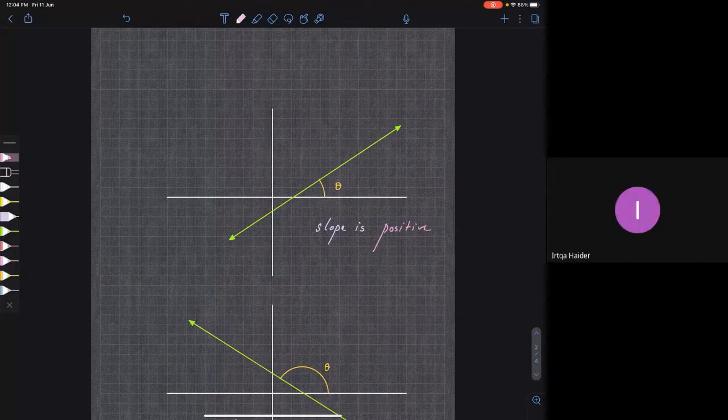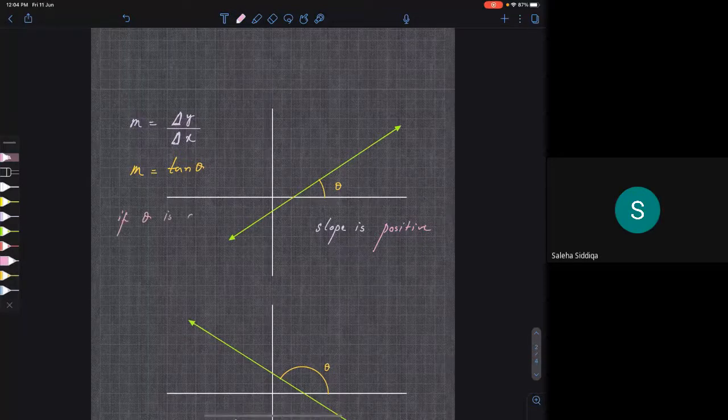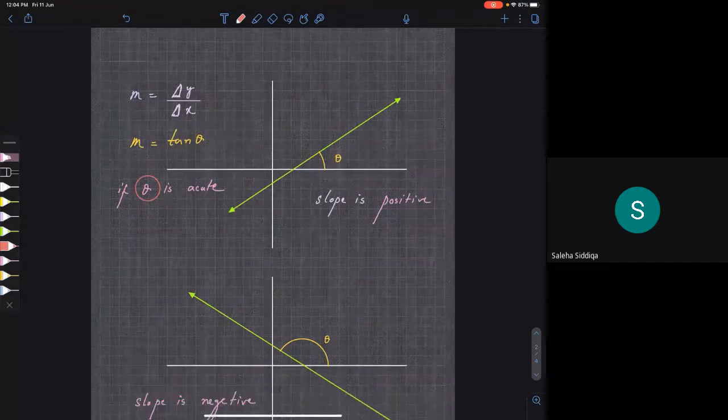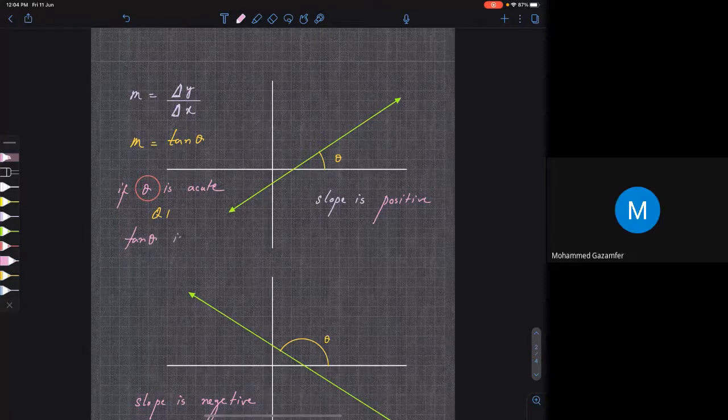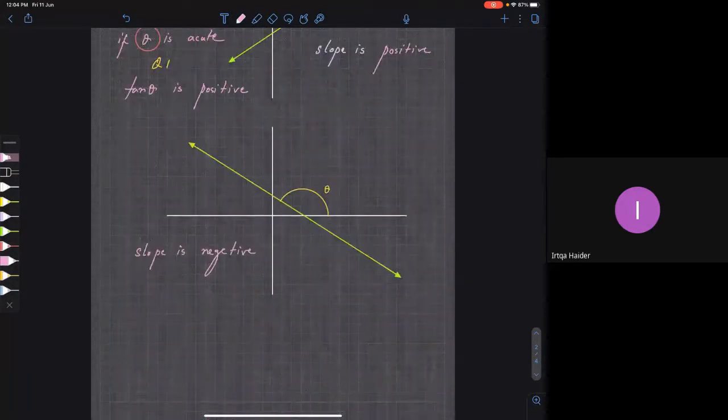So let me write down. M is equal to delta y by delta x. M is also equal to tan theta. Now tell me here, if theta is acute, in which quadrant does it lie? First quadrant. Therefore, tan theta is positive. And obviously it is already positive, right? So we got it correct. Clear?